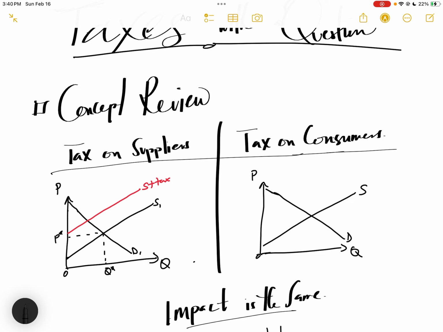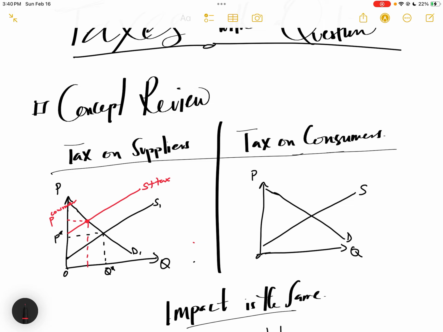Okay, now when the supply curve shifts to the left, because suppliers are going to act as if that tax is an additional cost per unit, right? And so this is now the new equilibrium. At that new equilibrium, we get a P consumer. This is the price consumers will pay. It's a higher price than the equilibrium, right?